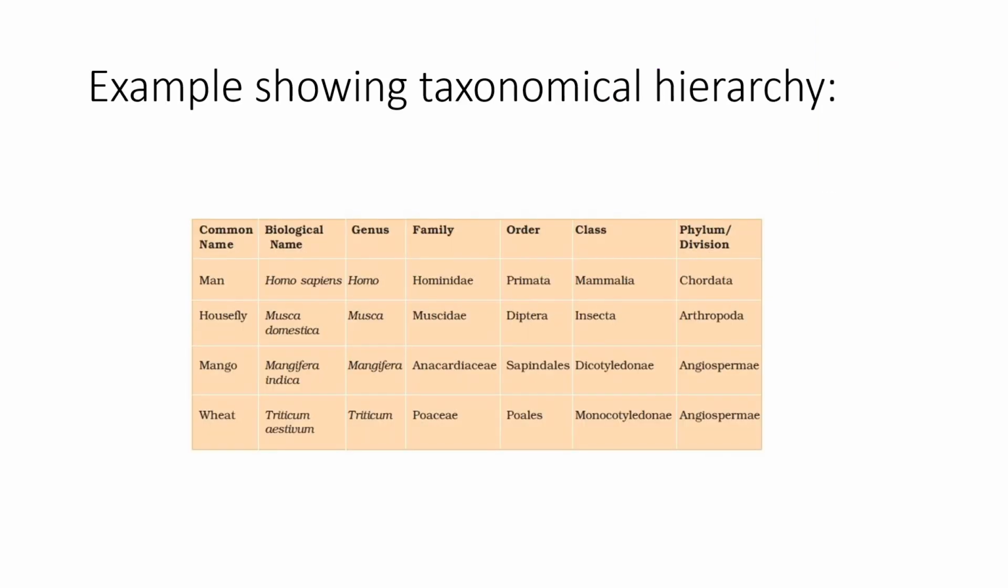Here is an example which shows taxonomic hierarchy, like the common name man, scientific name Homo sapiens. Here sapiens is the species name, whereas the genus name is Homo and family is Hominidae, order Primata, class Mammalia, phylum Chordata.